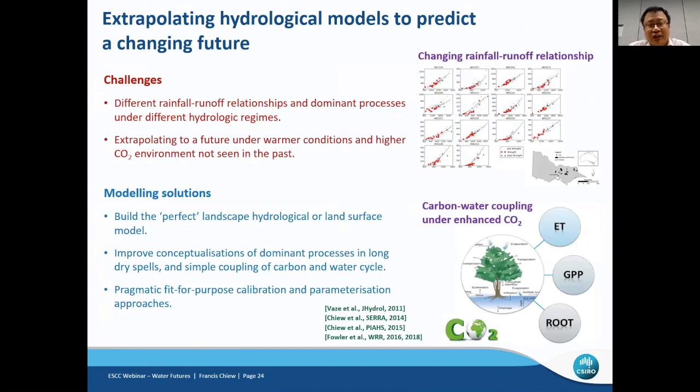So the modeling solutions include, you could go and build the perfect landscape hydrological model. I think it'd be some way before we actually do that. So in the interim, we need to find a better understanding of what these processes are, and then conceptualize the dominant processes in long dry spells, and maybe do some simple coupling of the carbon and water cycle. And even if we did our best, we probably still need to find pragmatic, fit for purpose calibration and parameterization approaches. So we still need to do future projections. So how best to do it, how best to trick the model to actually do it, given that we understand the limitations in the models to be able to do their work.